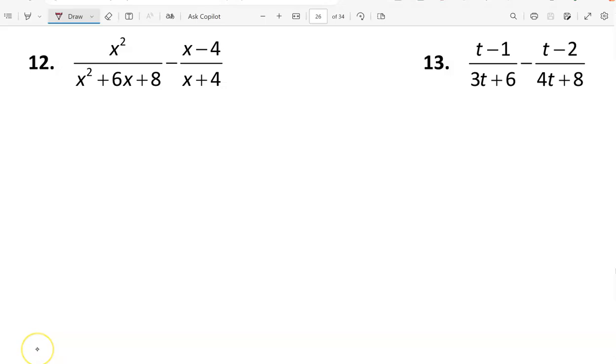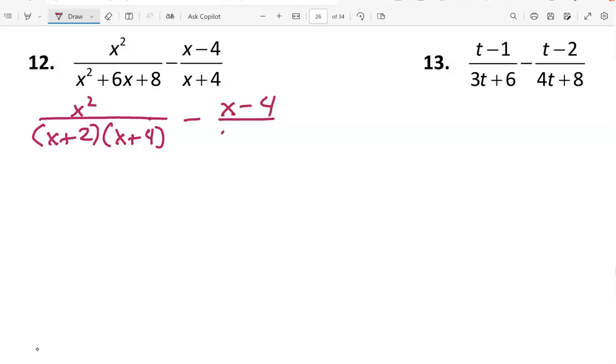In number 12, we're asked to subtract two fractions. First thing I'll do is factor that first denominator. It factors into x plus 2 times x plus 4. And the second fraction has a factor of x plus 4 in its denominator, so we'll need to multiply that fraction by x plus 2 times x plus 2. Remember those understood parentheses as we multiply.